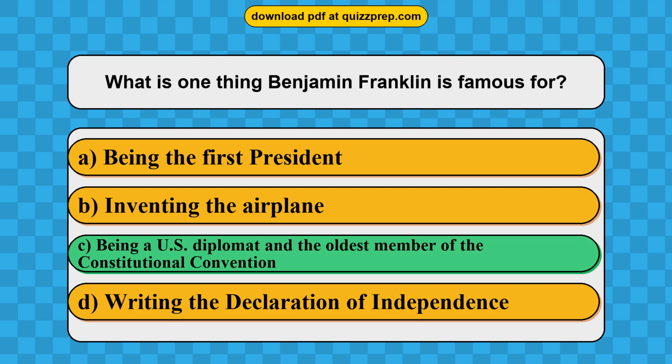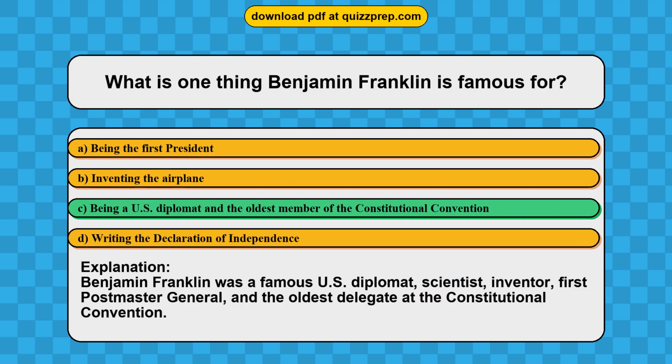The correct answer is option C. Being a U.S. diplomat and the oldest member of the Constitutional Convention. Benjamin Franklin was a famous U.S. diplomat, scientist, inventor, first Postmaster General, and the oldest delegate at the Constitutional Convention.